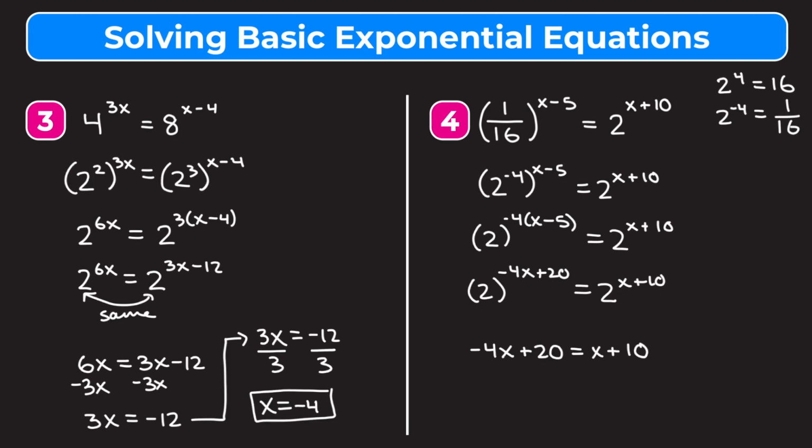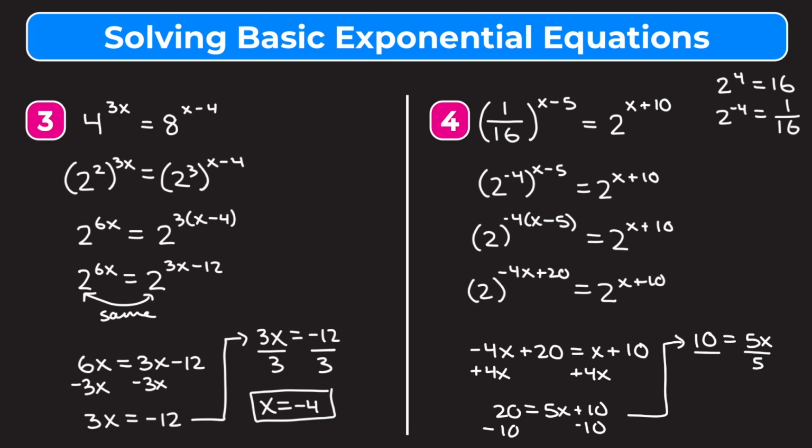And now we want to get the x's together, so I'm going to add 4x to both sides of our equation. On the left side I have 20. On the right side I have 5x plus 10. I'm going to subtract 10 from both sides of our equation. And I'll write the answer up here. So 20 minus 10 is 10. This is equal to 5x. And finally, divide both sides of our equation by 5 to get that x is equal to 2.